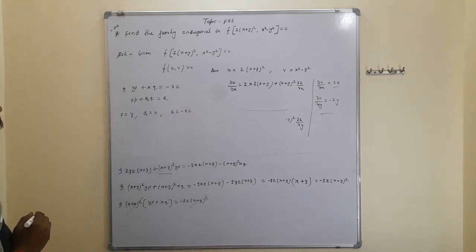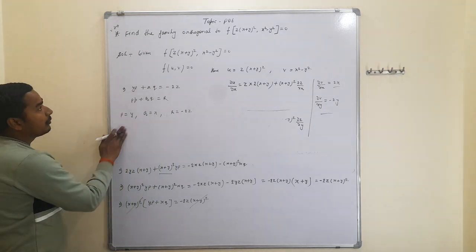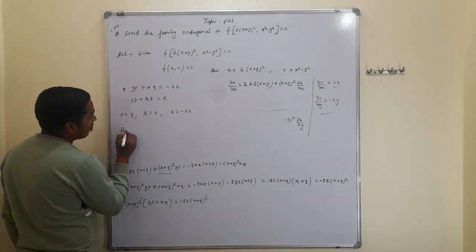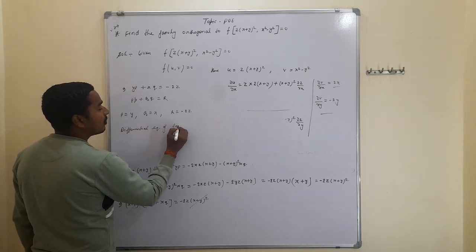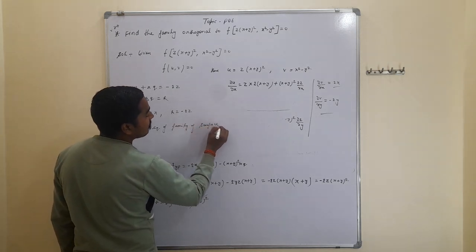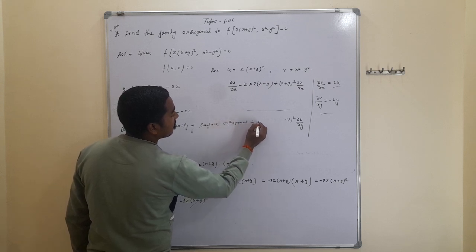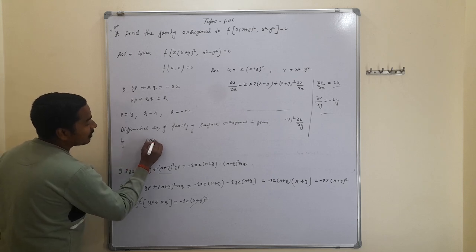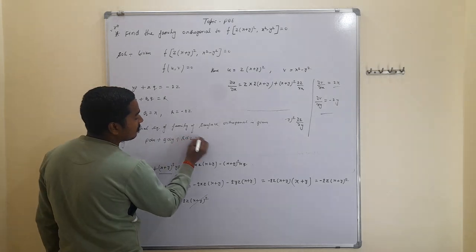and R is equal to minus 2z. Once again, Pp plus Qq is equal to R, here R is equal to minus 2z, and we have to find the differential equation of the family of surfaces orthogonal, which is given by P dx plus Q dy plus R dz is equal to 0.